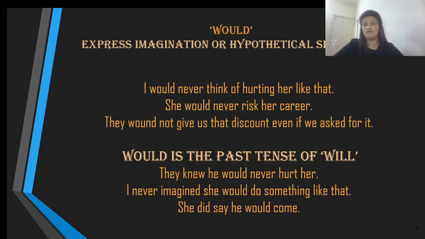Moving on, we have the usage of would, which is the past tense of will. Would expresses imagination or hypothetical situations. Hypothetical as in, of course, imaginary situations. Like, I would never think of hurting her like that. You have watched something, or you've seen somebody hurting somebody, and you are now imagining a situation and saying that I would never think of hurting her like that, the way somebody has done to somebody else. So it is a hypothetical situation, something you are imagining in your head. She would never risk her career. Again, speaking about an imaginary or hypothetical situation.